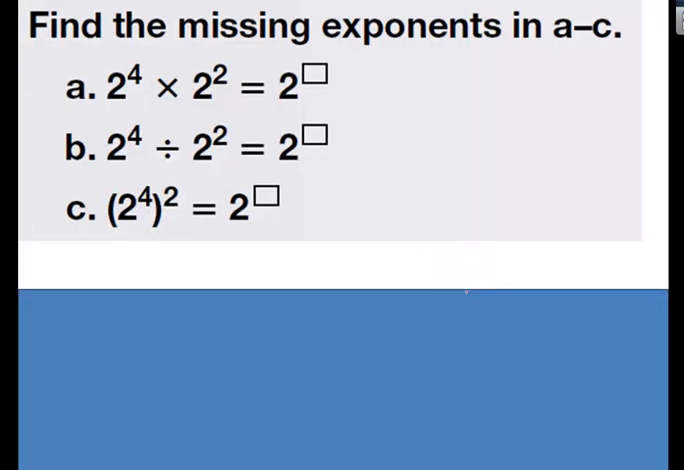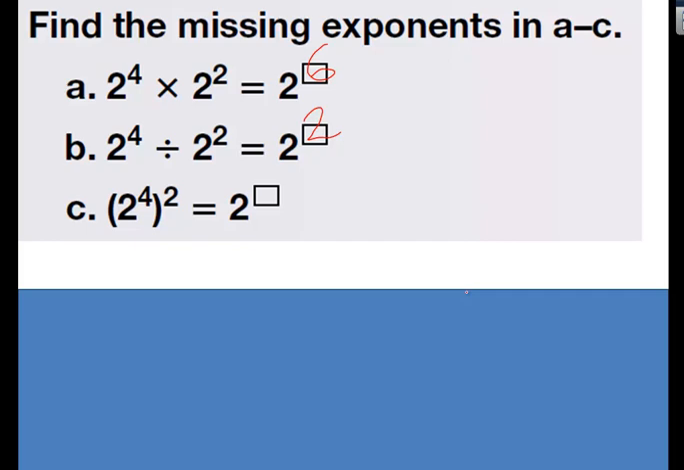Okay, find the missing exponents. So let's take a look at these. What's our rule when we're multiplying? In A, 2 to the 4th times 2 to the 2nd says that we're supposed to add our exponents. So it's going to be 2 to the 6. On B, when we divide, we subtract our exponents. So 2 to the 4th power divided by 2 to the 2nd power is going to be 2 to the 2nd power, because 4 minus 2 is 2.